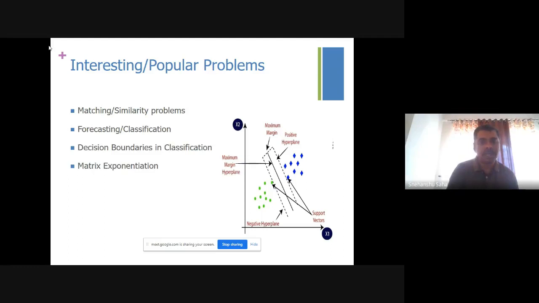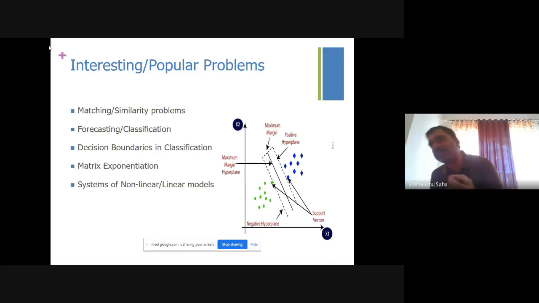So what are some of the interesting popular problems that directly use concepts in linear algebra? One is matching similarity problems. What is a matching similarity problem? An example can be a matrimonial site or a dating site, where one partner is matched with another partner. How do you do that? You need a bunch of features: what kind of movies you like, what kind of food you like, what kind of music you like. Of course, there are certain other things like age group, and what do you expect?